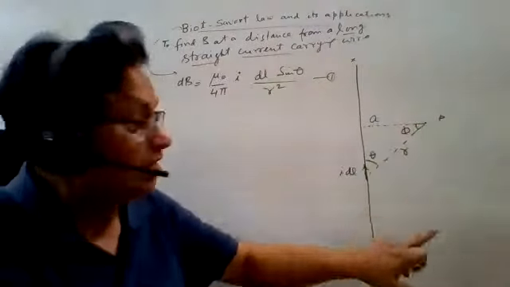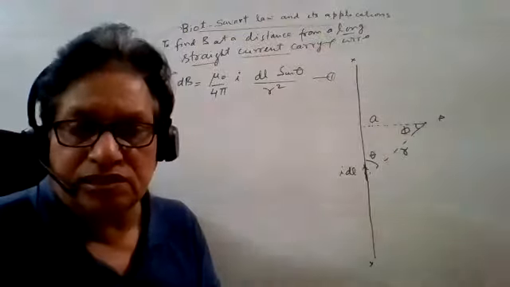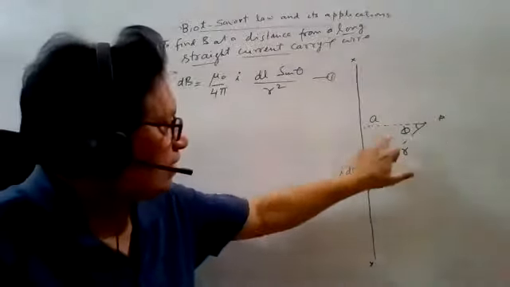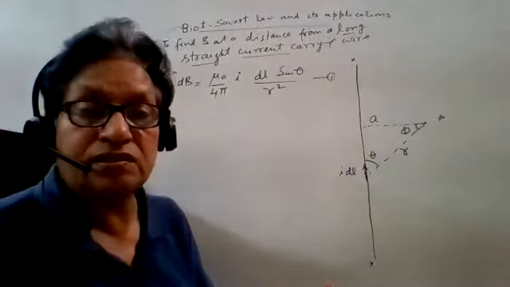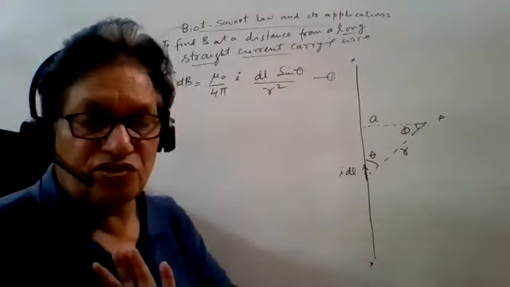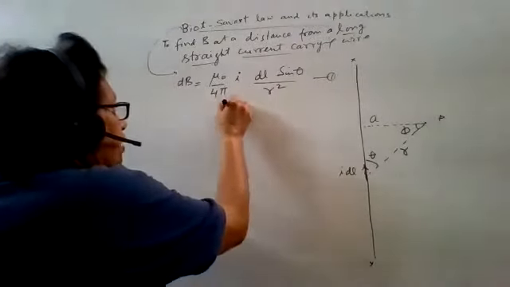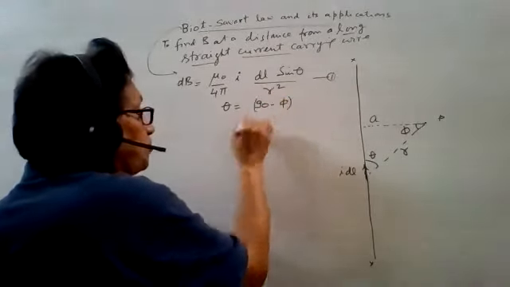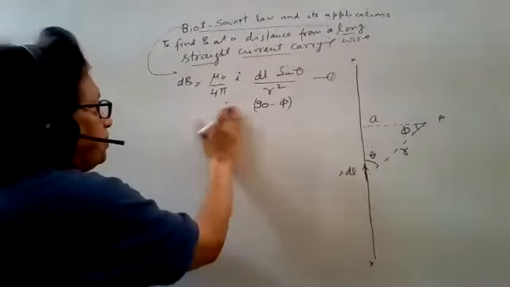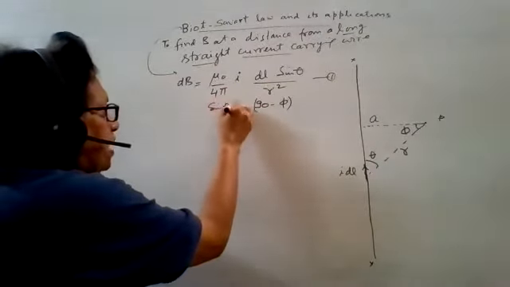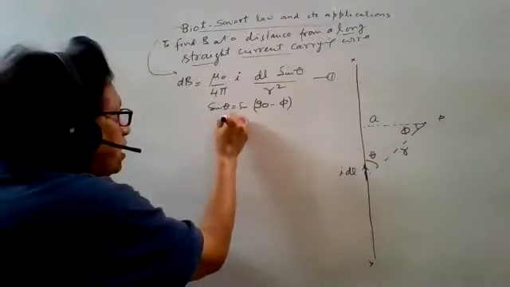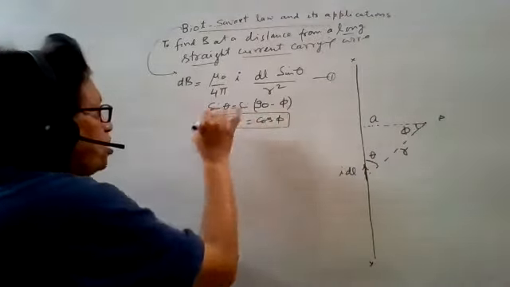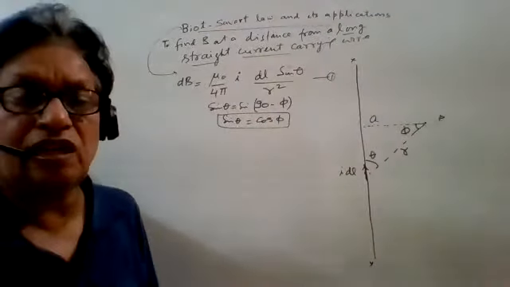With this figure, you can easily see theta plus phi is how much? 90, because this is 180. So this is 90, it means theta plus phi is 90. So theta will be 90 minus phi, or sin theta can be written as sin(90 minus phi), so sin theta will be cos phi. So here we replace sin theta with cos phi.